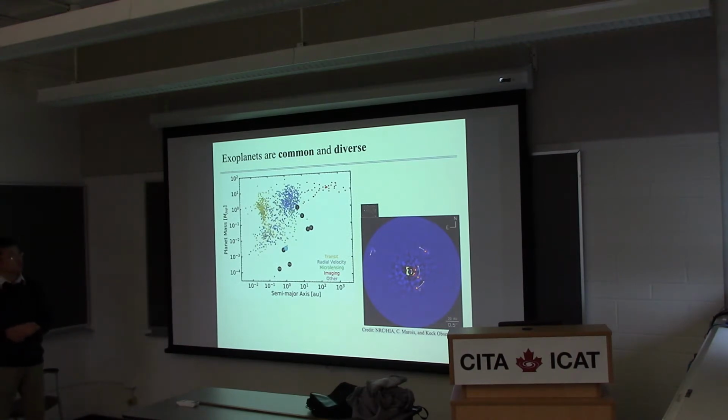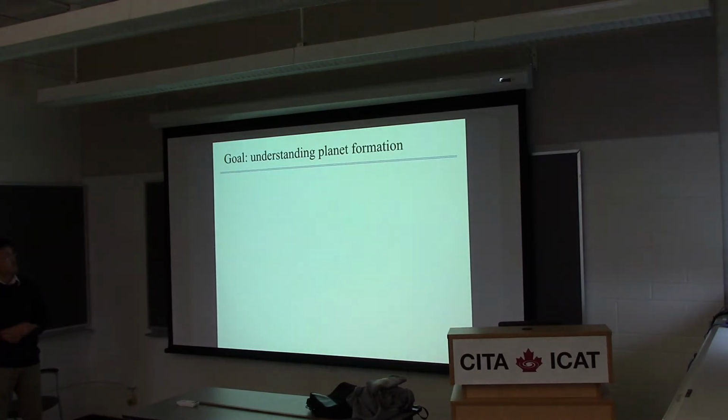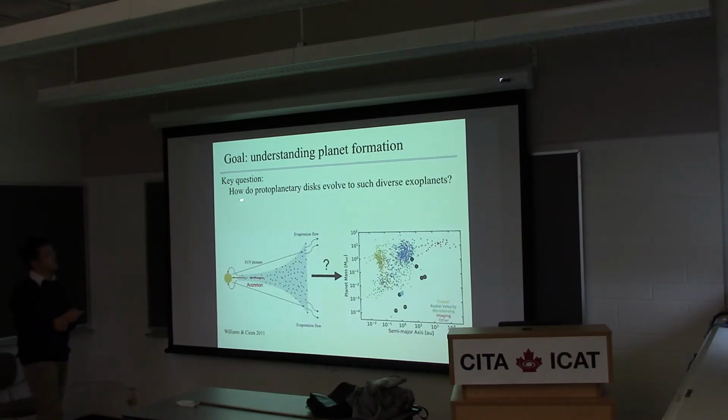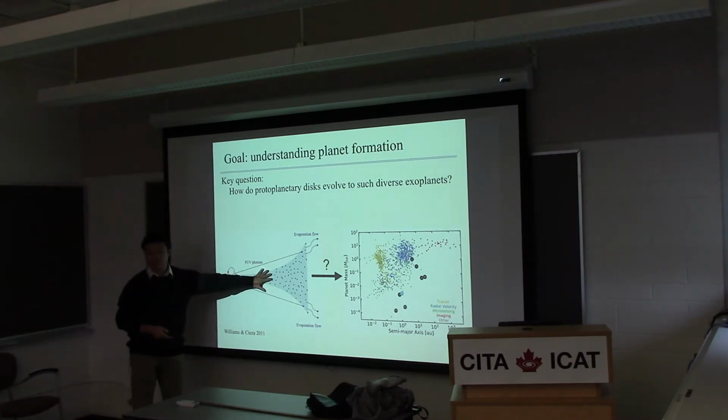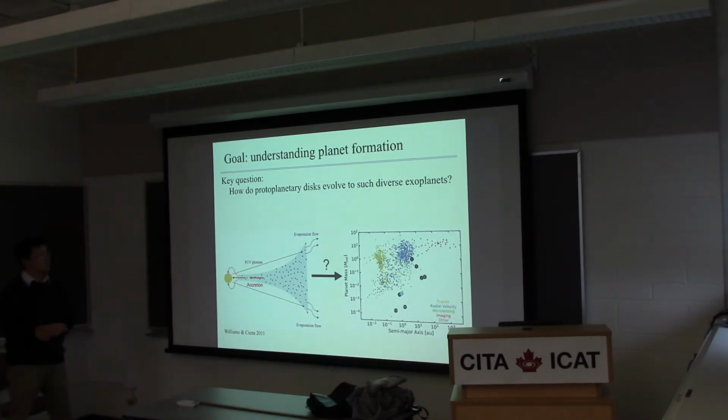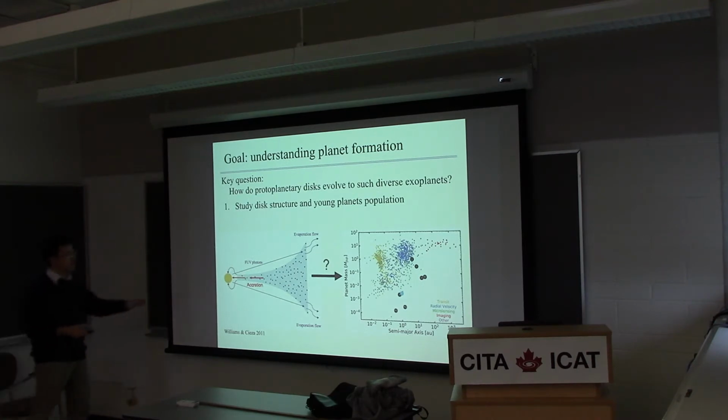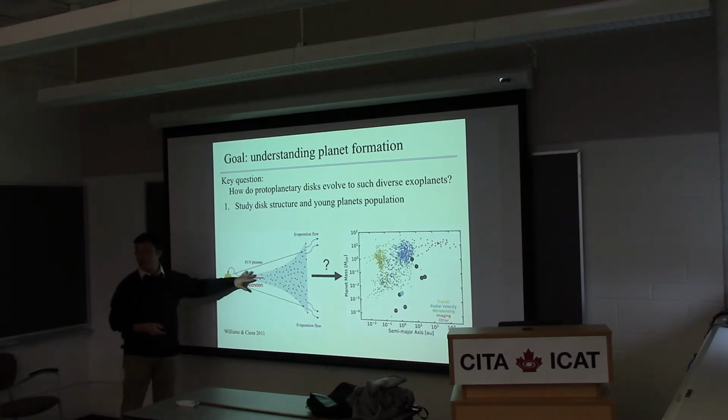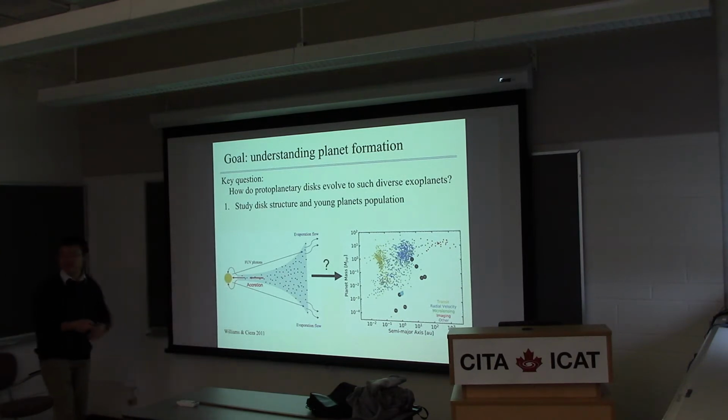So for protoplanetary disk studies, the main thing is to understand the planet population and how we can form such diverse systems. The key question is how they evolve from the protoplanetary disk stage to the exoplanet stage. There are 2 ways to think about this problem. The first is to study the young planet population, or we could study the disk structures, for example using ALMA high-resolution observations, and hopefully link these disk structures with the young planet population.